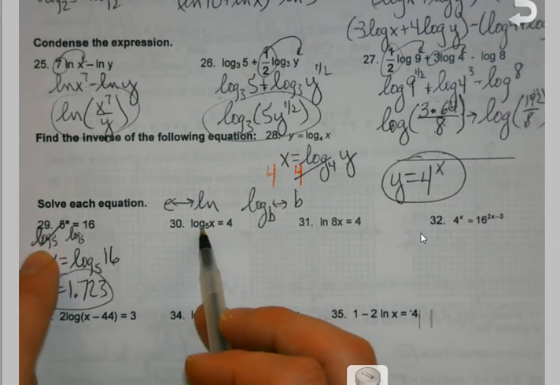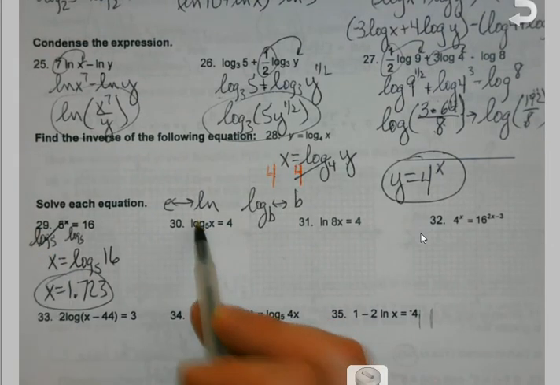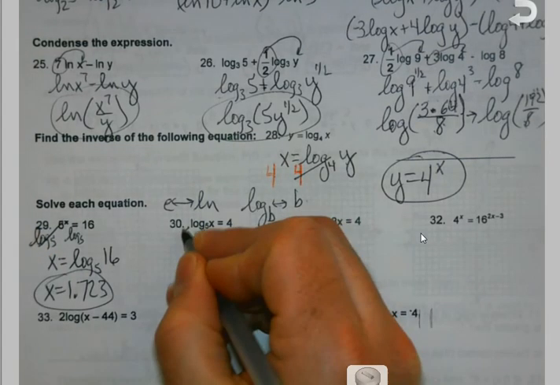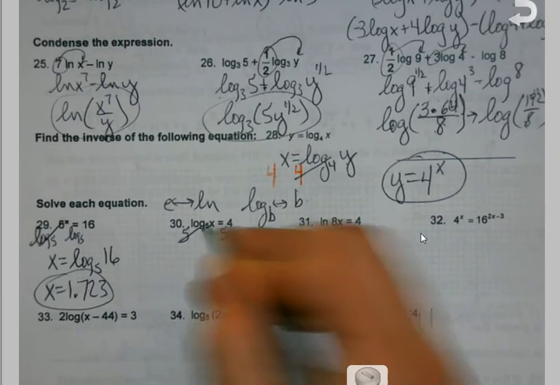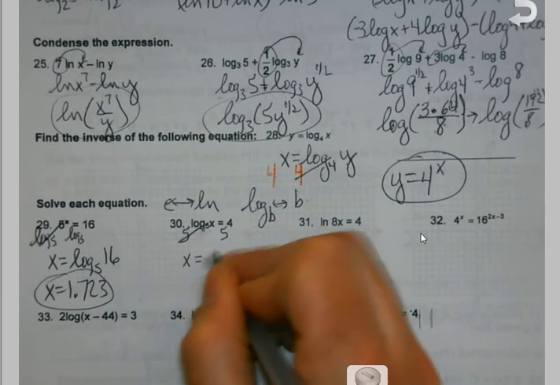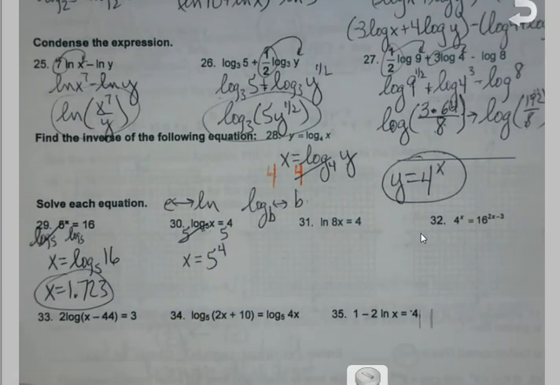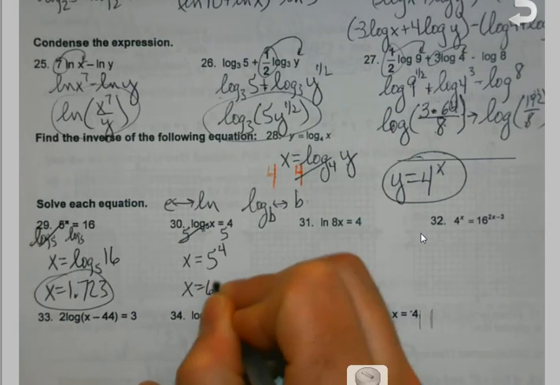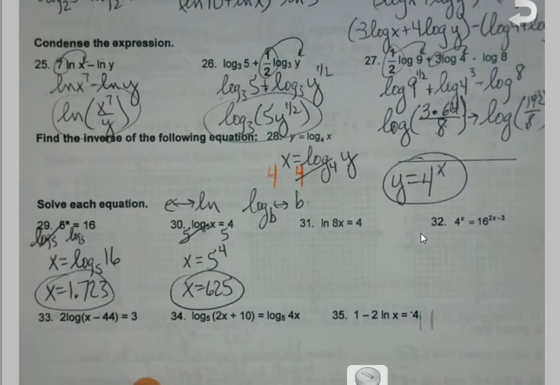Here I'm doing just the opposite. I got the log of base 5. I'm going to exponentiate with 5. Now again, stressing, exponentiate. That is an exponent. That is 5 to the 4th power. Not 5 times 4. So I've got to be careful.